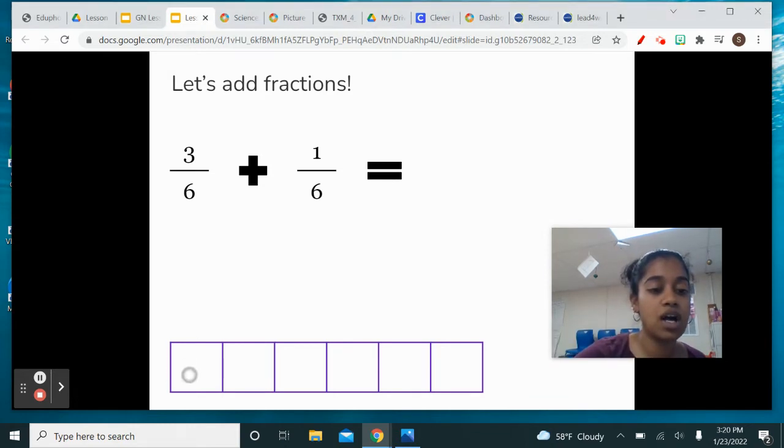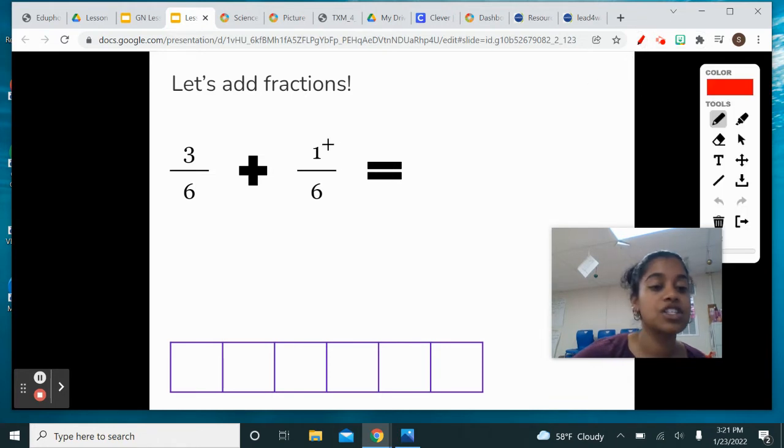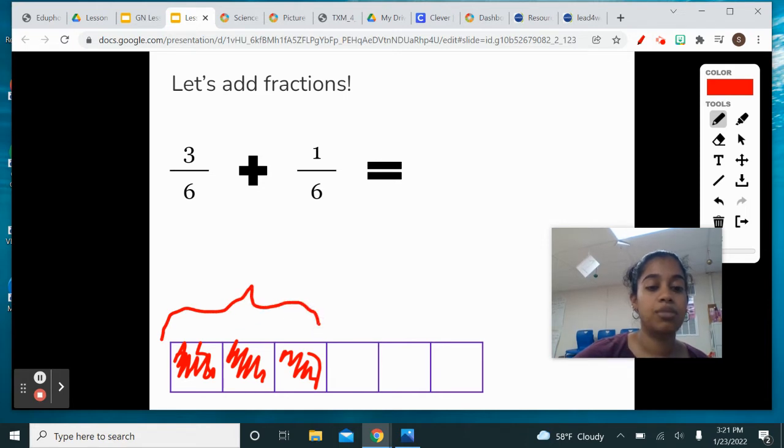So I have, oh, sorry. Let me get my pen working. There we go. So I have 1/6, 2/6, and 3/6 right there, right? So I'm going to go ahead and put that in right here. So I have 3/6. Great.